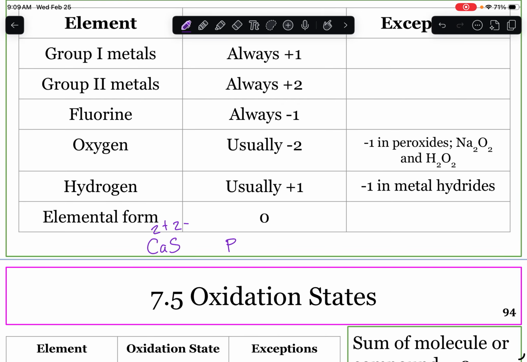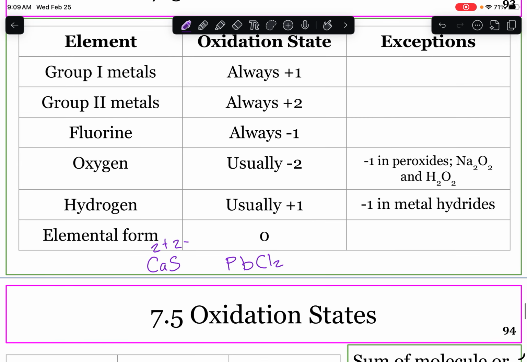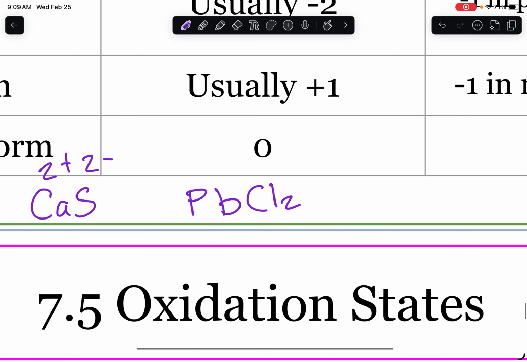Or for example, lead chloride. In this one, neither chlorine nor lead are involved in the rules, but you can figure them out because this is an ionic compound. Lead is the positive cation, chlorine is the negative anion, so their oxidation states would match their charges, with lead being +2 and each individual chlorine being -1.